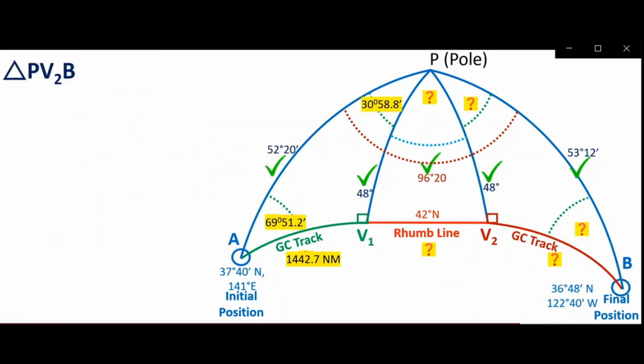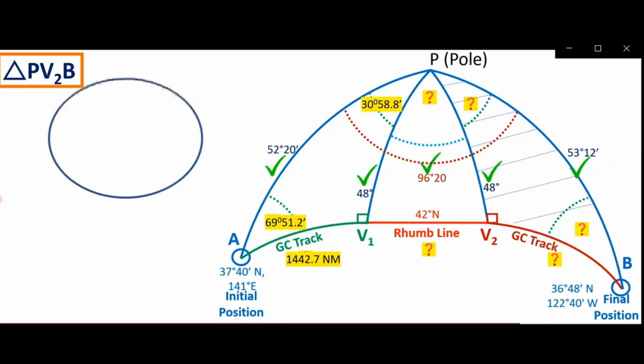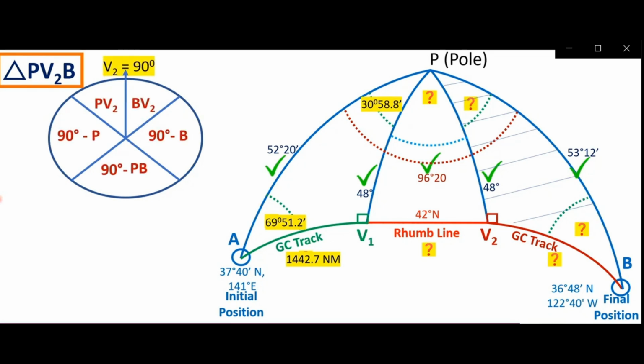Now we can solve the triangle PV2B to find the missing parts therein. The triangle is shaded, so this is the triangle in question. So we first make the cartwheel for right angled triangle, right angled at V2. So this is the cartwheel with V2 being 90 and other parts being filled in the cartwheel clockwise from V2. Now we identify the known parts. Known parts are PV2 and PB. So PV2 and PB are known to us. Other three can be calculated. So we have question marks out there.